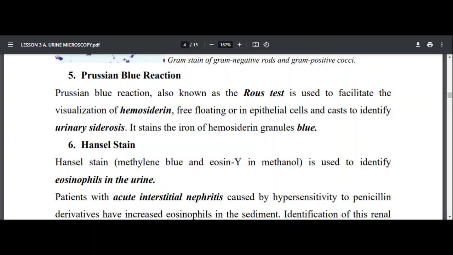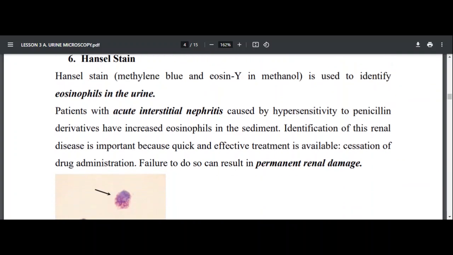We can also use Hansel stain. Hansel stain is a very good stain to identify eosinophils in the urine specimen. It contains methylene blue and eosin Y in methanol. We use it to identify eosinophiluria, the presence of eosinophils in urine, especially in patients with acute interstitial nephritis. As you remember, acute interstitial nephritis is associated with hypersensitivity to penicillin especially, and you find increased levels of eosinophils in urine sediments. It is hypersensitivity to penicillin and derivatives of this drug.